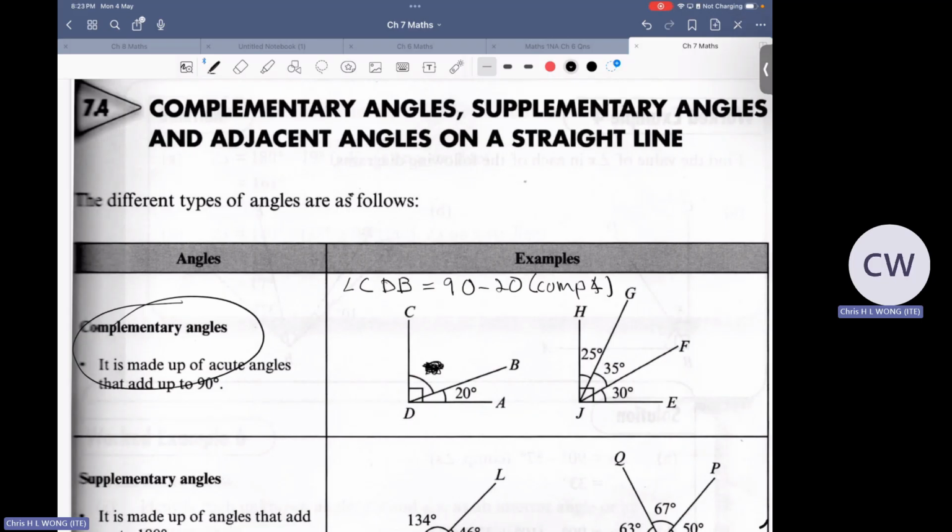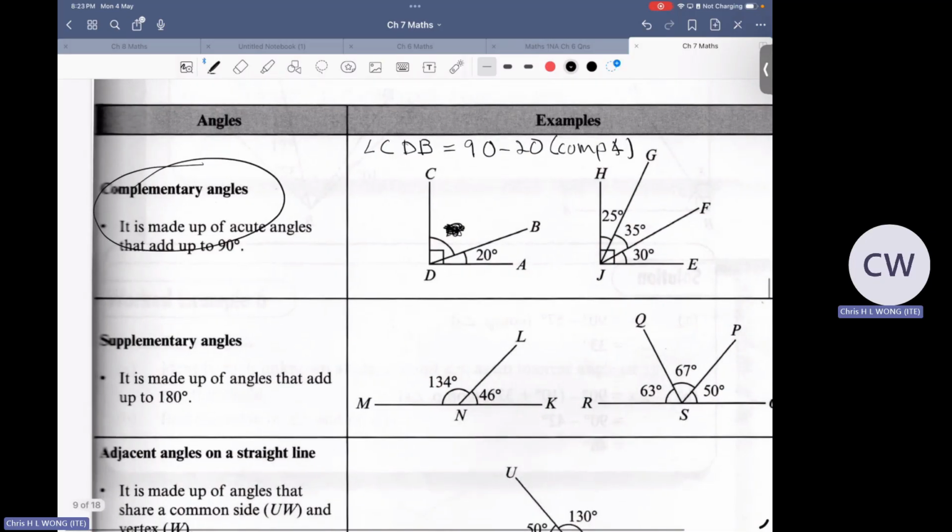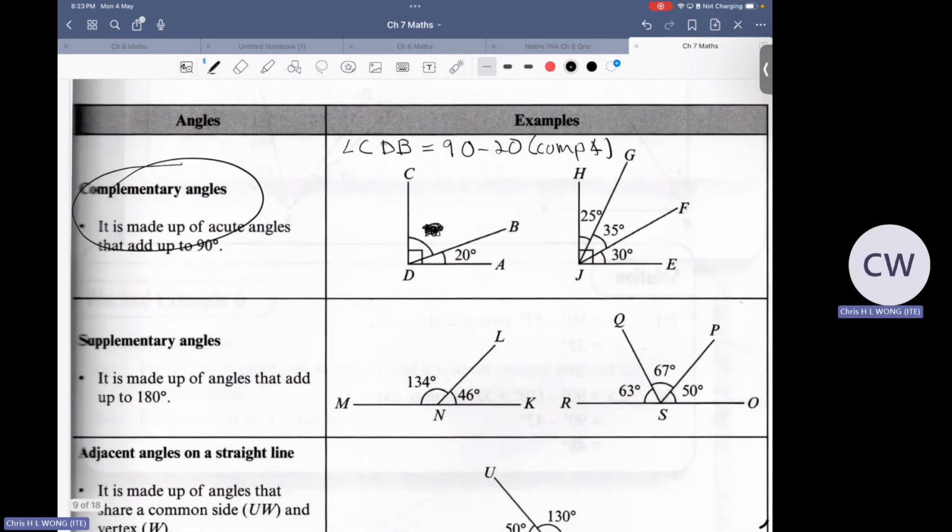If you just put 90 minus 20 with no reason, they will deduct marks from you. So you know what I'm talking about: the moment you use a reason, you must tell them what the reason is. Anything that uses 90, the reason is complementary.